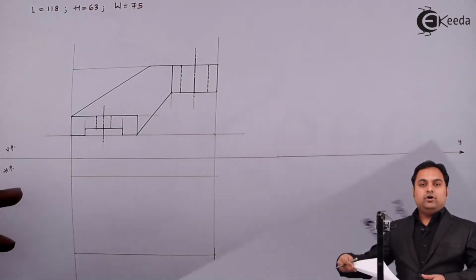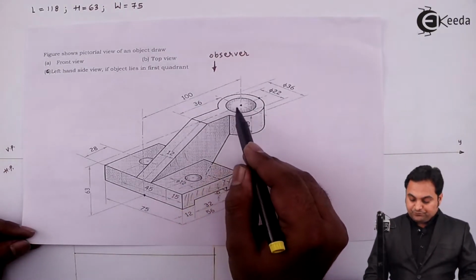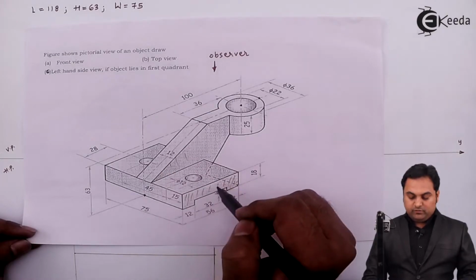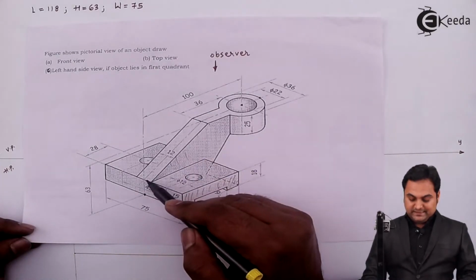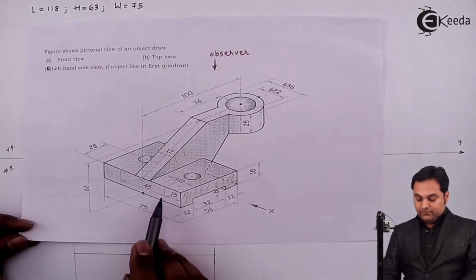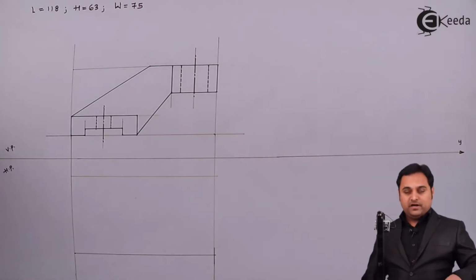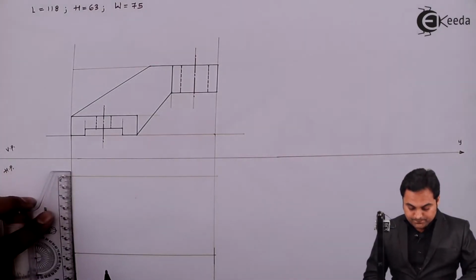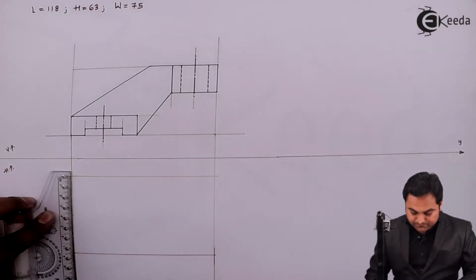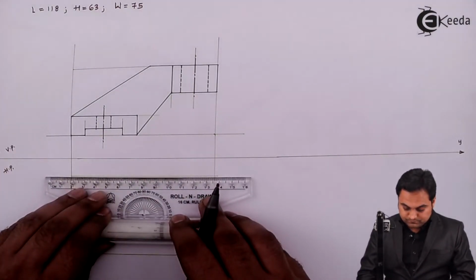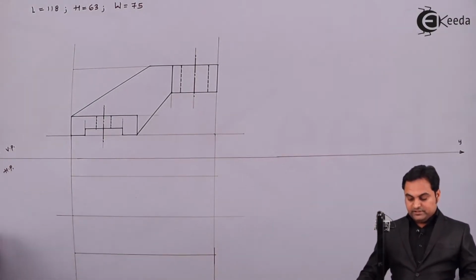Next, if we look at the object from the top, then about this center line, the object is divided into two equal parts. So it means it is symmetric about this center line. That center line is nothing but the center of the width, which is 75 mm. That center I am going to mark in the top view. Half of 75 is 37.5. Drawing this light center line.